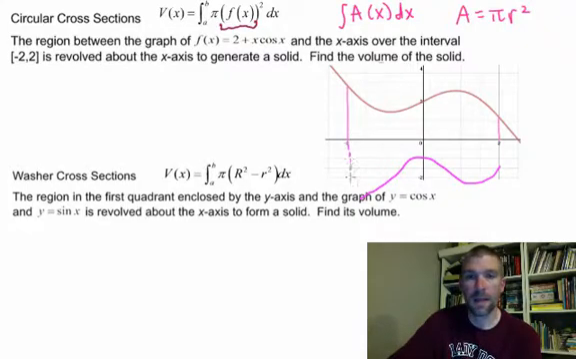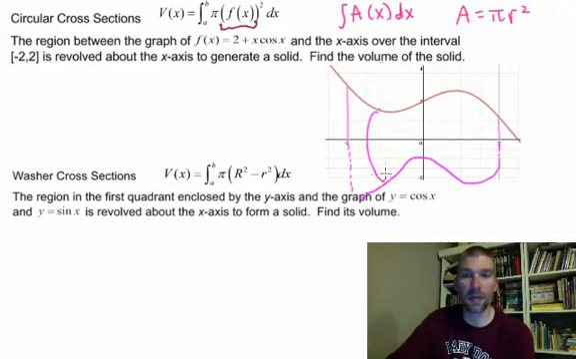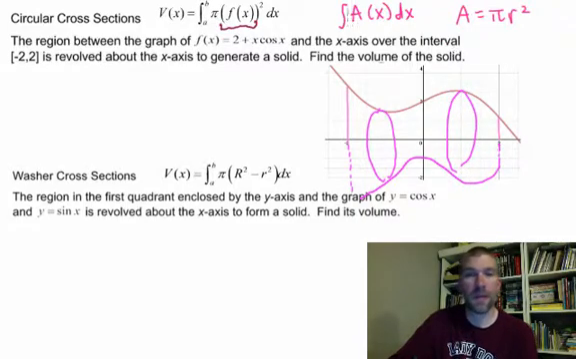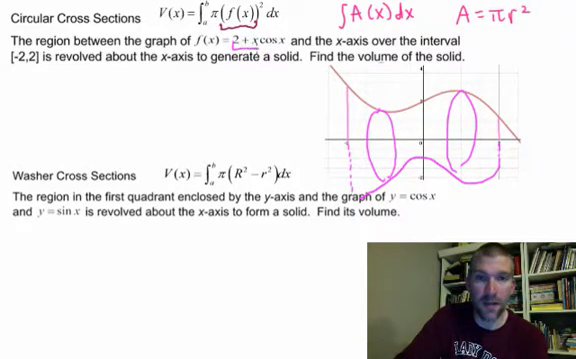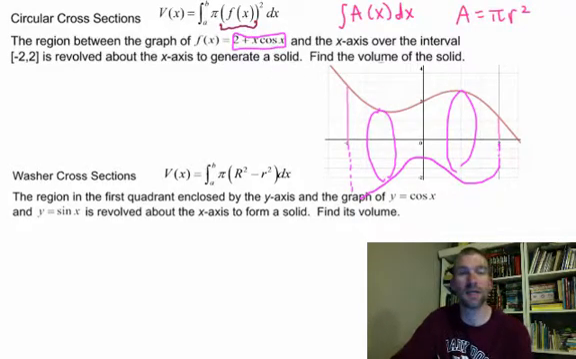Okay. And notice we would integrate all the way down to these places. And so we're going to get a circle shape right here, and right here. Okay. And so what's the area of this circle? The area of this circle is this guy right there, 2 plus x cosine x.